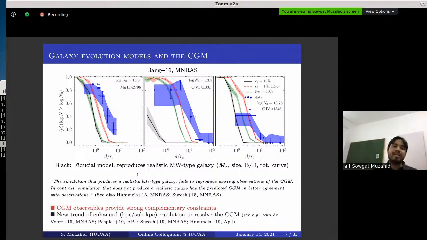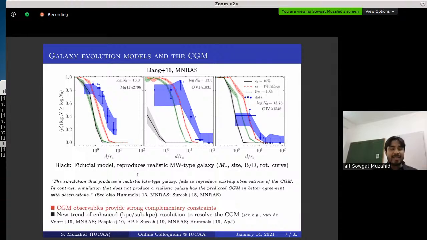And it's not only that they are not able to reproduce the covering fraction, it also happens when they talk about equivalent width profile, for example, or column density profile in the halo. So circumgalactic medium observables provide very strong complementary constraints, and any galaxy evolution model must reproduce the CGM observables self-consistently in order to be called successful.